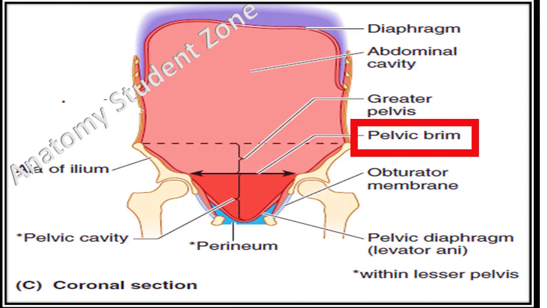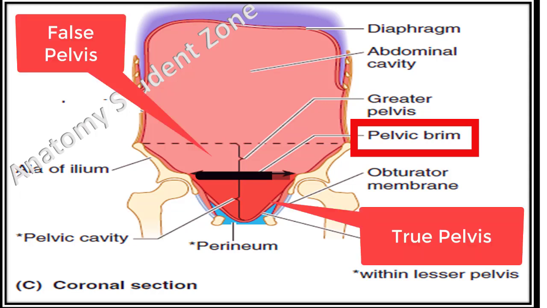So remember, the pelvic brim or the pelvic inlet also demarcates the true and the false pelvis. The greater or the false pelvis is all above the bony pelvis or the pelvic brim, and the lesser or the true pelvis is all pelvis that is below the pelvic brim.